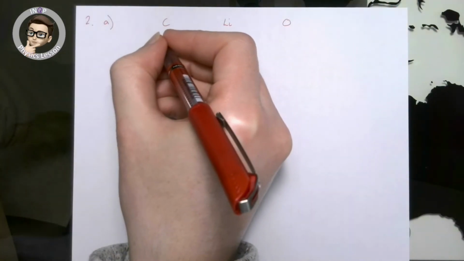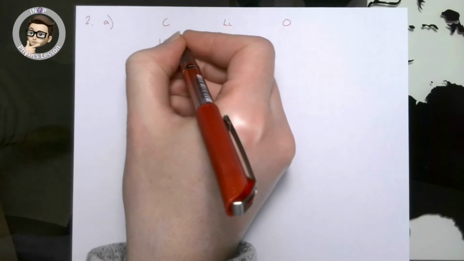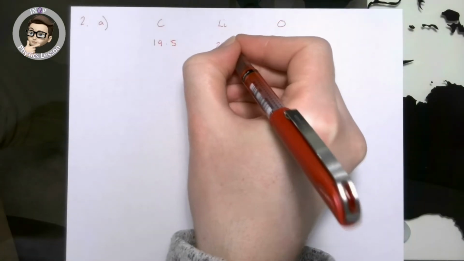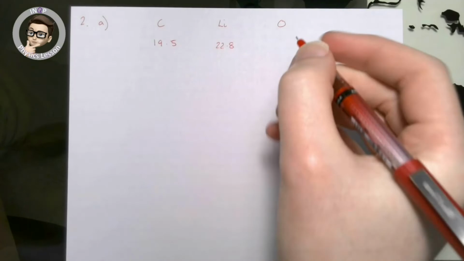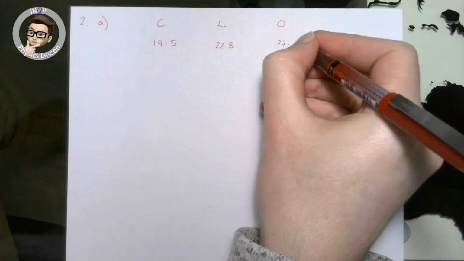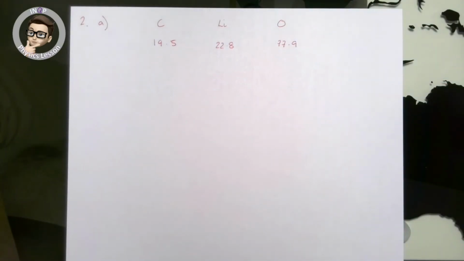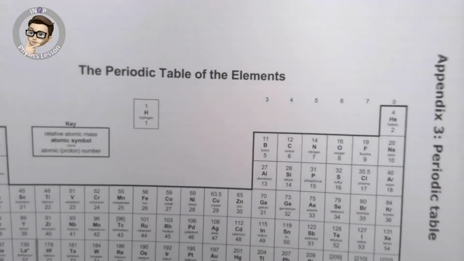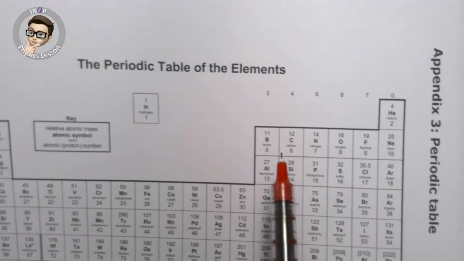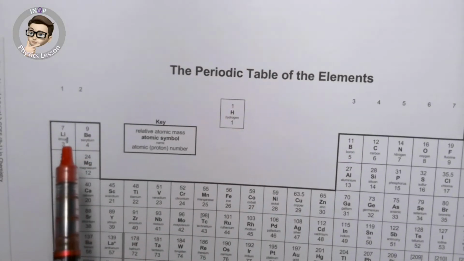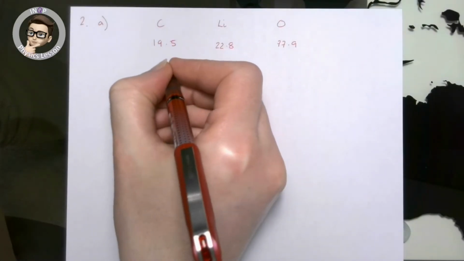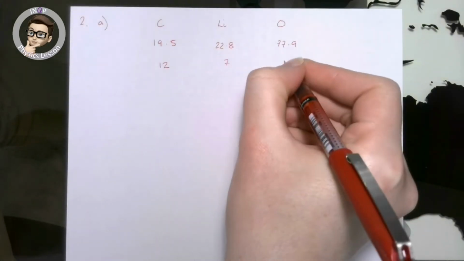So let's write down what masses we know. We've got 19.5 grams, 22.8 grams, and 77.9 grams. We need to know their relative atomic masses, so let's bring in the periodic table. Carbon is 12, lithium is 7, and oxygen, as we found out before, is 16. So we've got 12, 7, and 16.